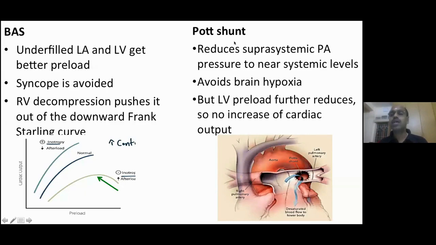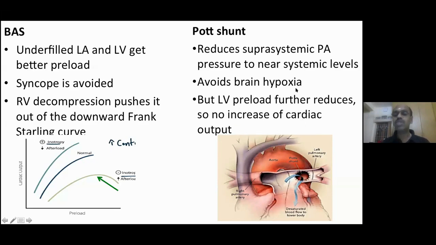In Potts shunt, it reduces the suprasystemic PA pressure to near systemic PA pressure. The advantage of Potts shunt is that it avoids brain hypoxia. But we need to understand that the left ventricle preload further reduces. The PA decompresses into the descending thoracic aorta. So the QP, that is the quantum of blood that is going through the pulmonary capillary circulation and returning to the pulmonary veins and filling the LA and LV, will further reduce, which results in reduction in the LV stroke volume.